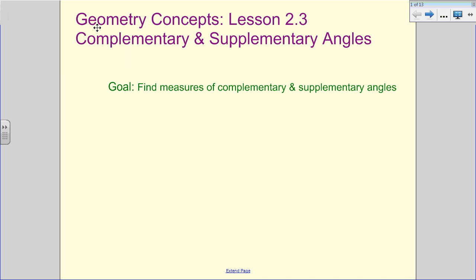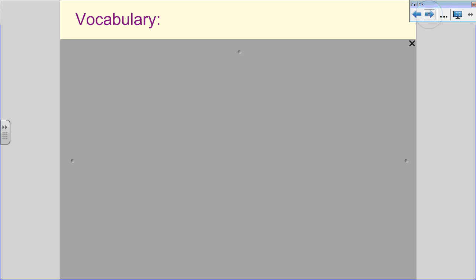So ladies and gentlemen, here's lesson 2.3 for our geometry concepts. We're going to take a look at complementary and supplementary angles. These are special angle relationships, and as we go through this chapter, we're going to start building our ideas and understandings of angle relations. Our goal for this lesson is to find the measures of complementary and supplementary angles.